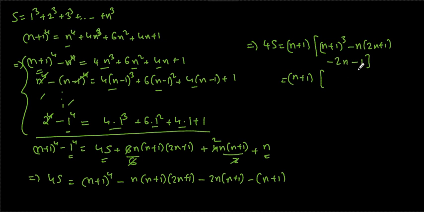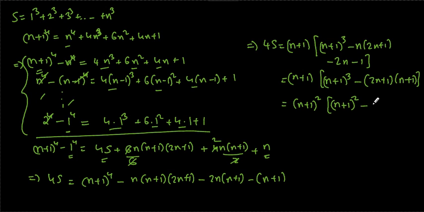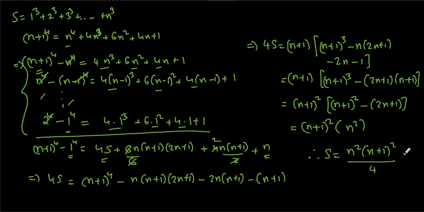This would be (n+1) into [(n+1) whole cube minus, if I take 2n+1 common from this term and this term, I would get (n+1)]. Now we get another n+1 factor outside. This would be (n+1) whole square minus (2n+1). (n+1) whole square, n square, 2n minus 2n will get cancelled off, 1 minus 1 will get cancelled off. Therefore, S would be n^2 (n+1)^2 by 4.